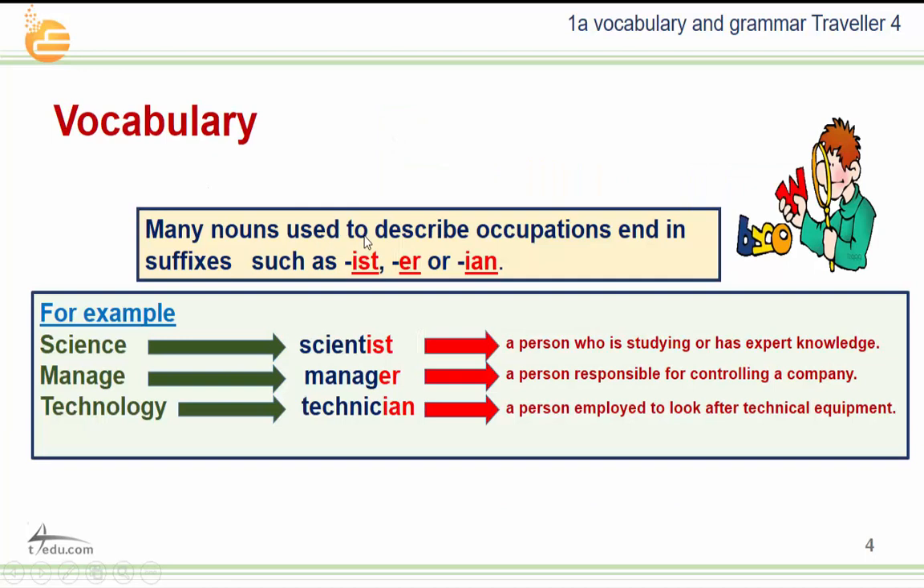Many nouns used to describe occupations end in suffixes such as -ist, -er, or -ian. For example, science, scientist. A scientist is a person who is studying or has expert knowledge. Manager. A manager is a person responsible for controlling a company. Technology, technician. And a technician is a person employed to look after technical equipment.